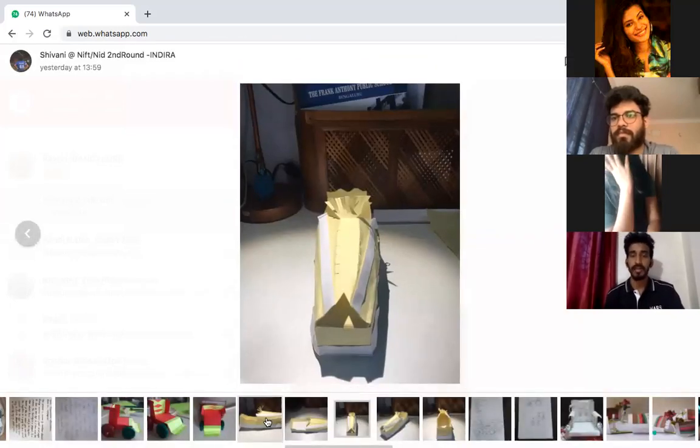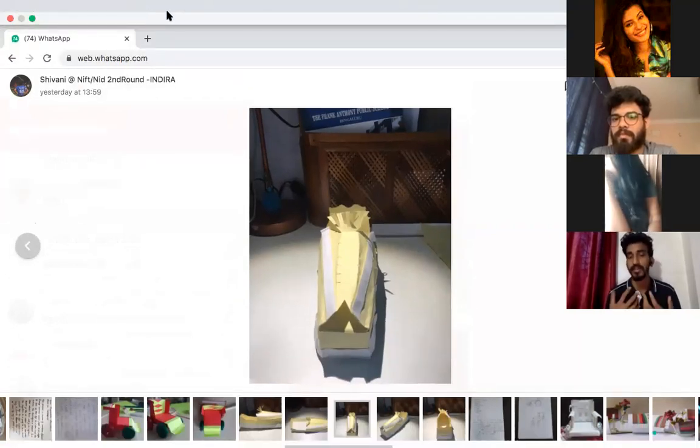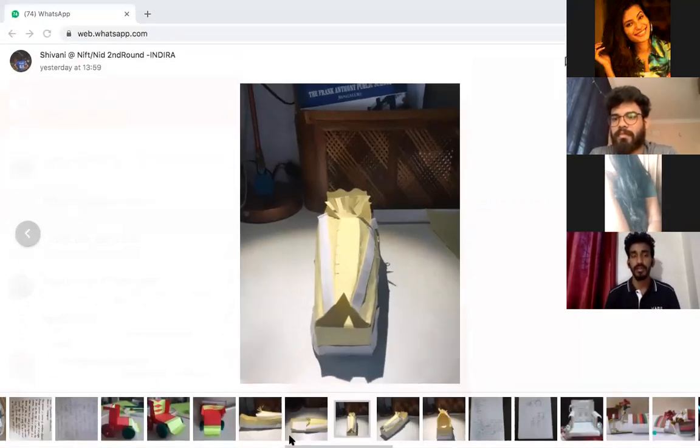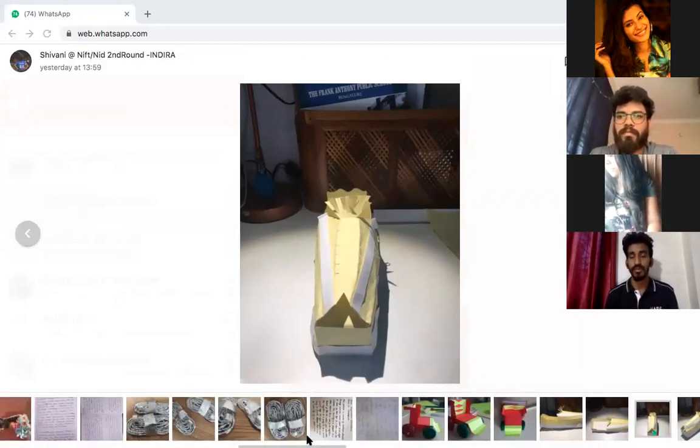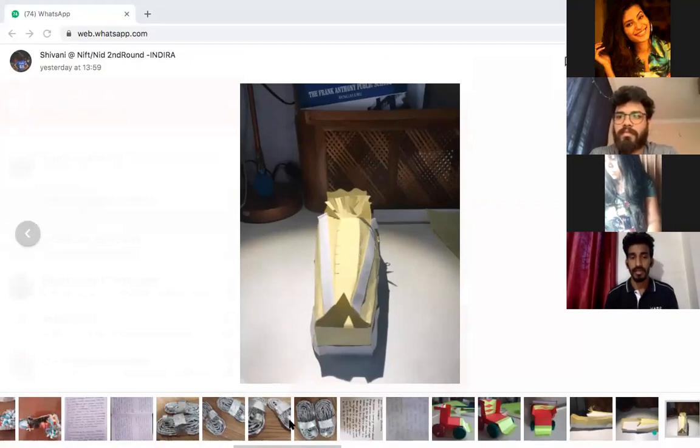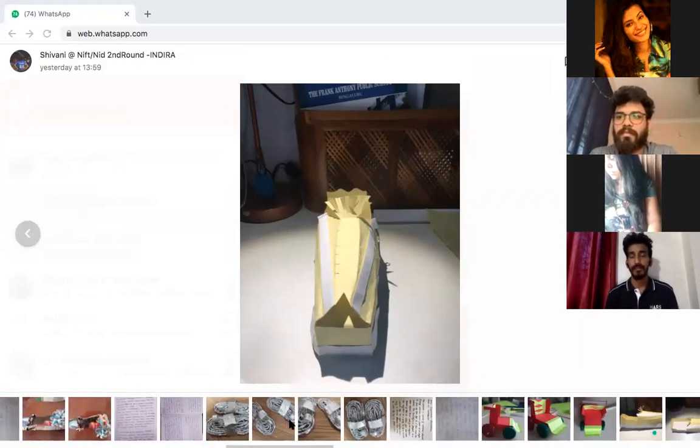But yeah, try to give a realistic value, a realistic feel into it. Then you don't have to explain so much what exactly you wanted to provide as the product. Okay. Thank you, Shivani. Thank you, Ayan.